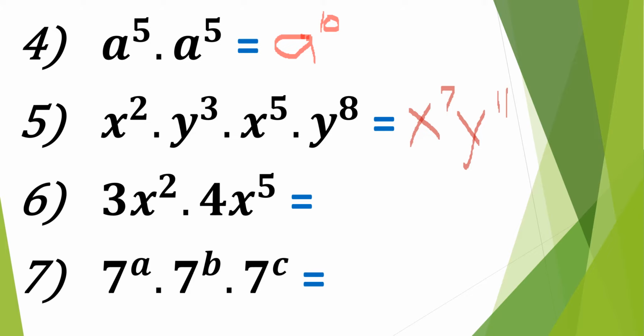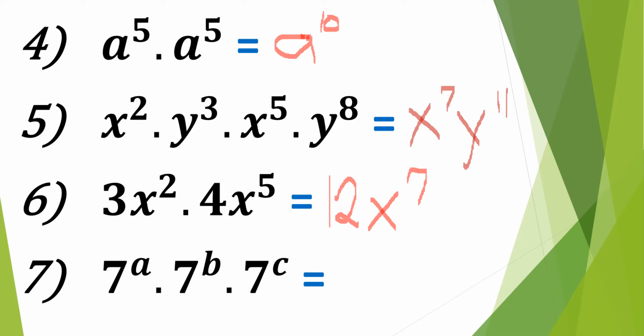Number 6. 3x squared times 4x raised to 5. Okay, kapag ganito naman, meron na siyang numerical coefficient. Ang unang gagawin natin is multiply natin 3 times 4. So, 3 times 4 is equal to 12. And then, x raised to 2 times x raised to 5. So, pareho yung base na x. So, copy x. And then, add the exponent, 2 plus 5 is 7. Okay, so yan na po ang sagot natin.